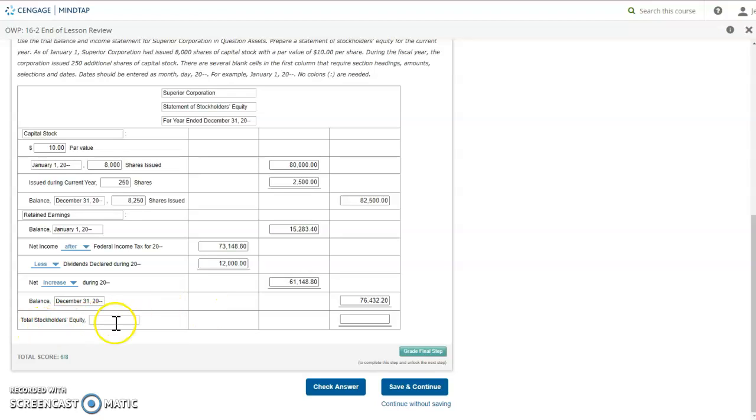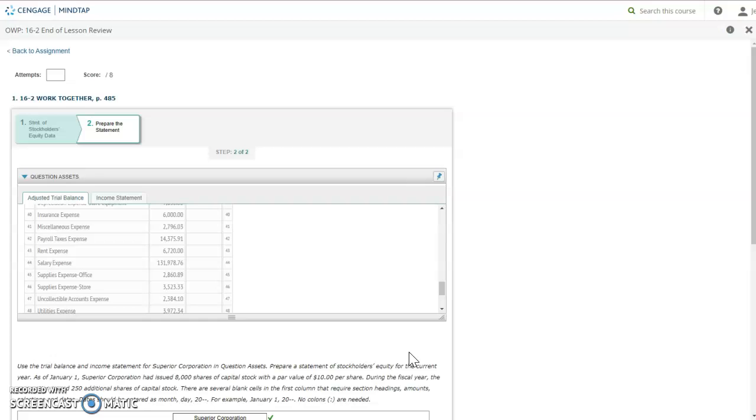Okay, then I have my total stockholders' equity, and this is my ending stockholders' equity. So I'm going to put in my ending date of December 31, 20 dash dash. And to get this, I'm going to add my capital stock and my retained earnings together. So I should get 158,932.2. I'm going to grade my final step.